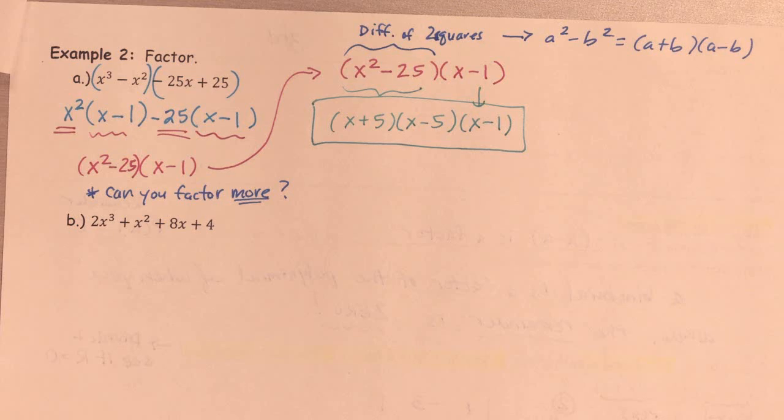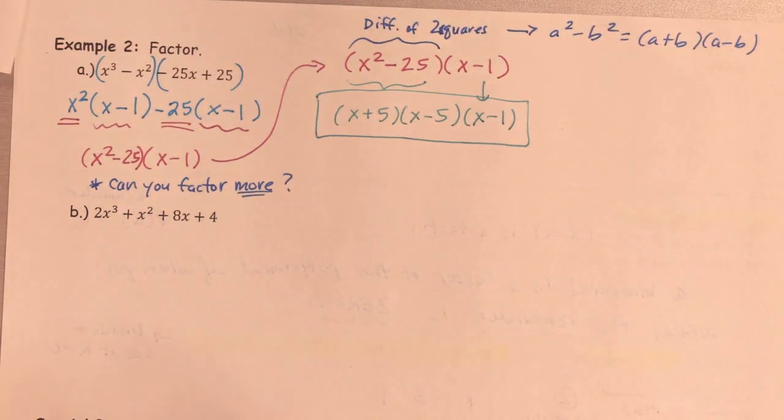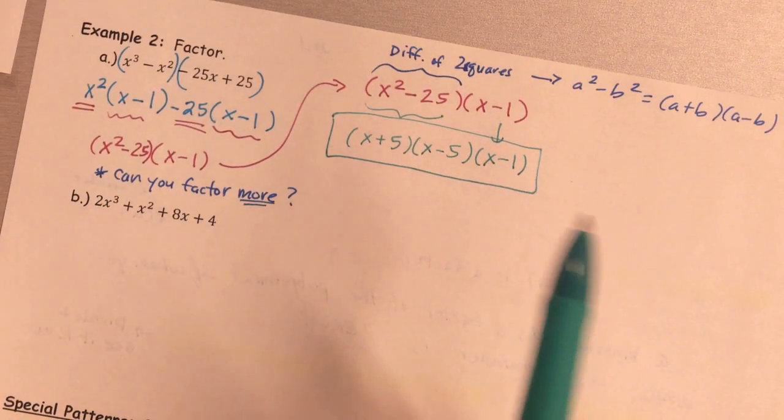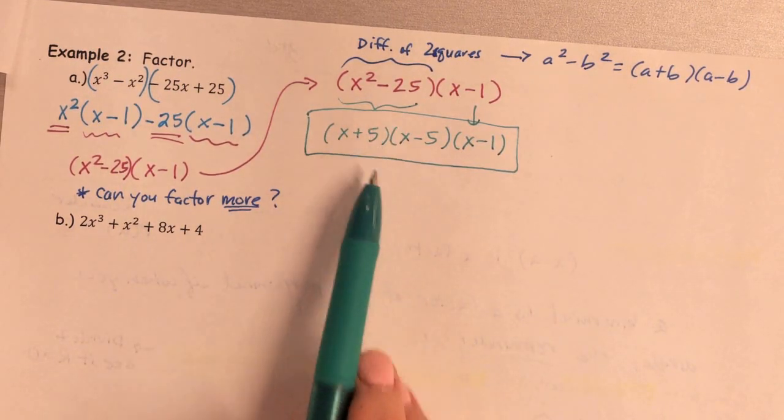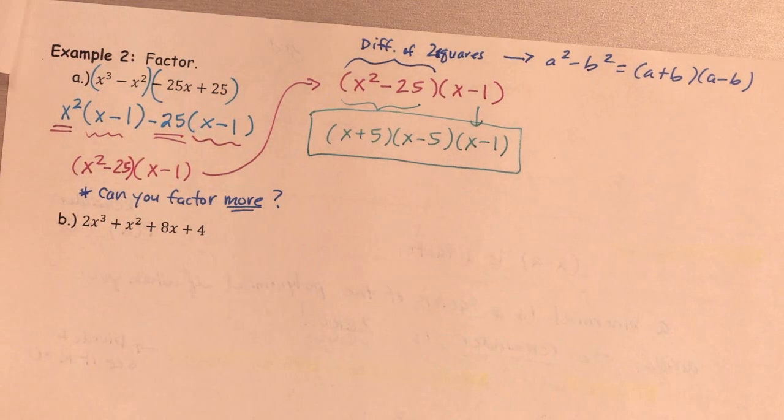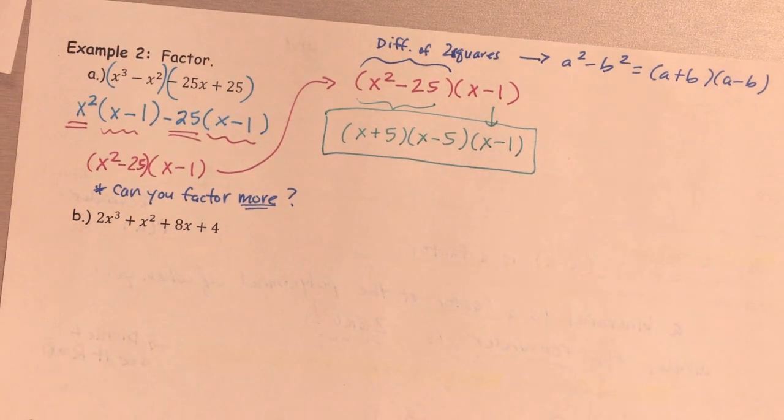Okay, and then I want you to try part B. Okay, so this is the difference of two squares. If I were to FOIL that, x times x is x squared, plus 5x minus 5x would cancel. 5 times negative 5 is negative 25. Okay, so let's try part B.